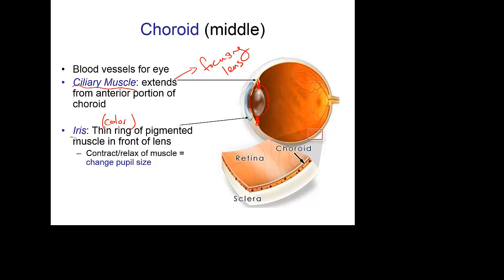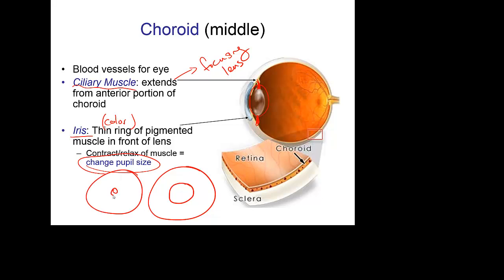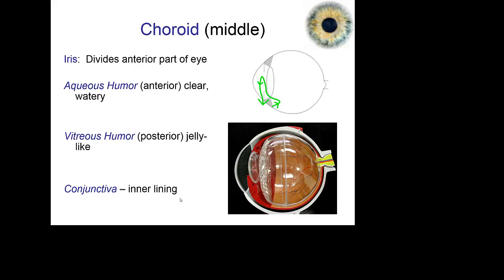The iris's job, other than to give you pretty colored eyes, is actually to change the size of the pupil. So the iris is a ring of muscle that contracts and relaxes to change the size of your pupil in the center. Under bright light conditions, your pupil is very small. Under dim light conditions, your pupil enlarges. The idea is we've got to get light in.